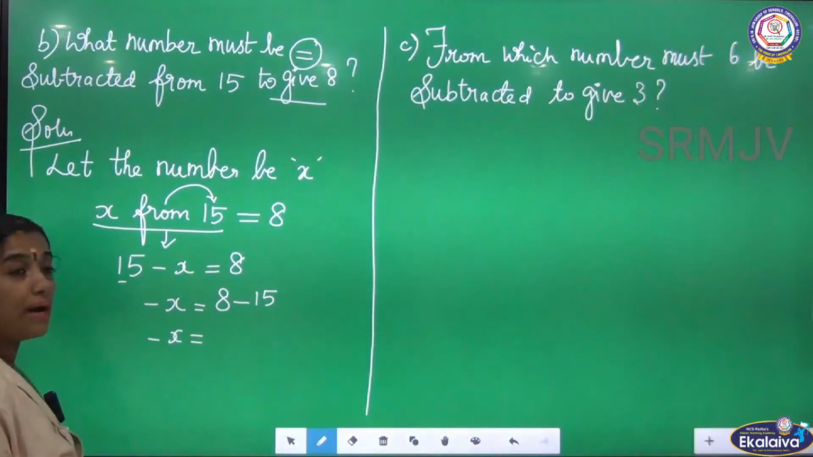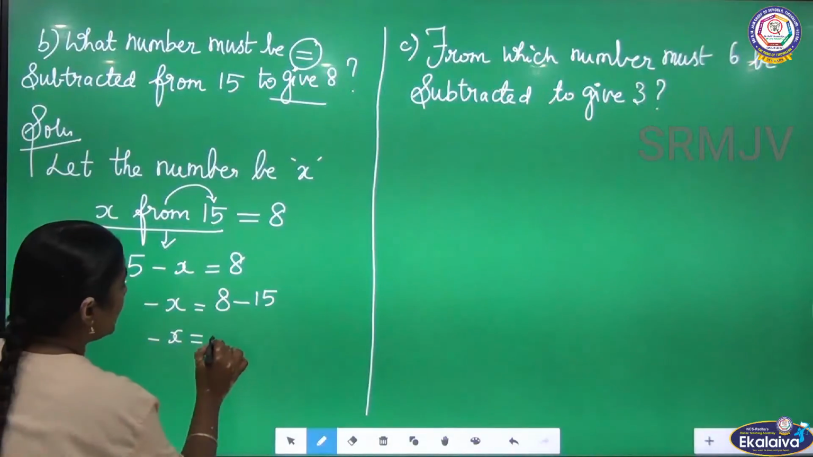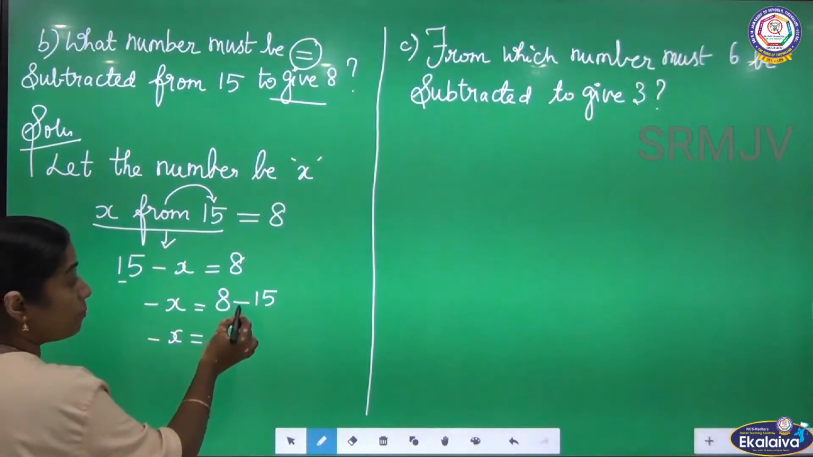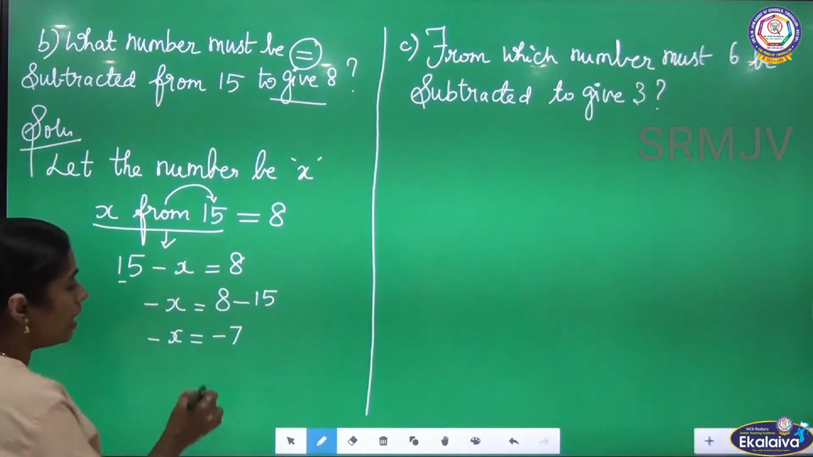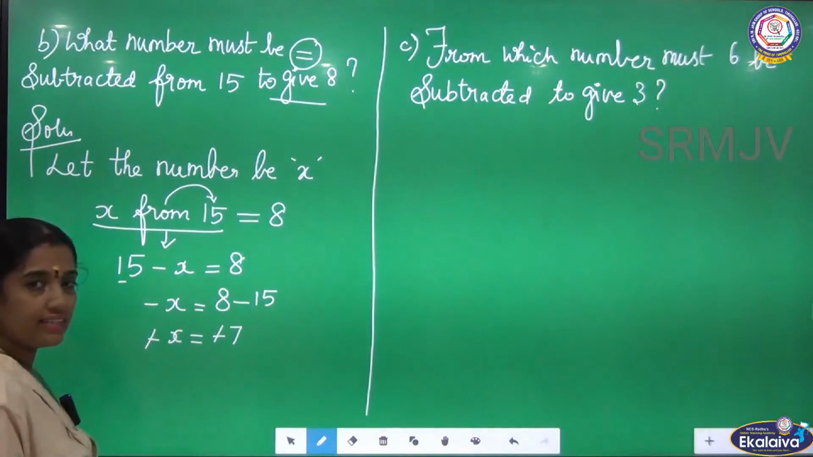What is 8 minus 15? What is the answer for this? Minus 7 is the answer. Can you clear this? 8 minus 15, what is the answer? Minus 7. Here, minus and minus get cancelled.